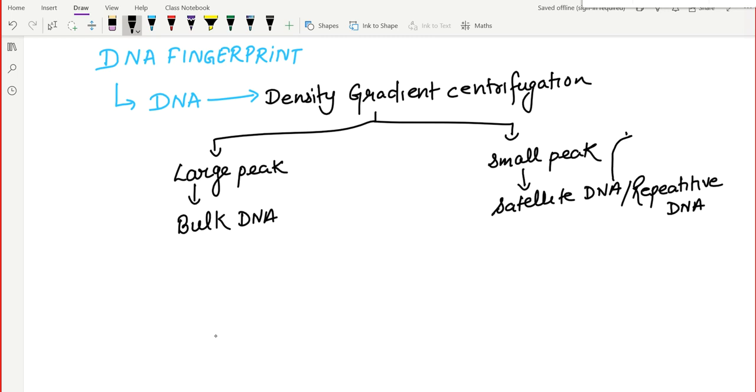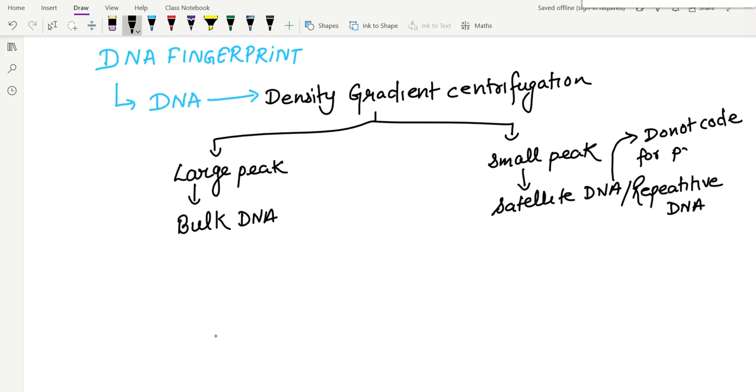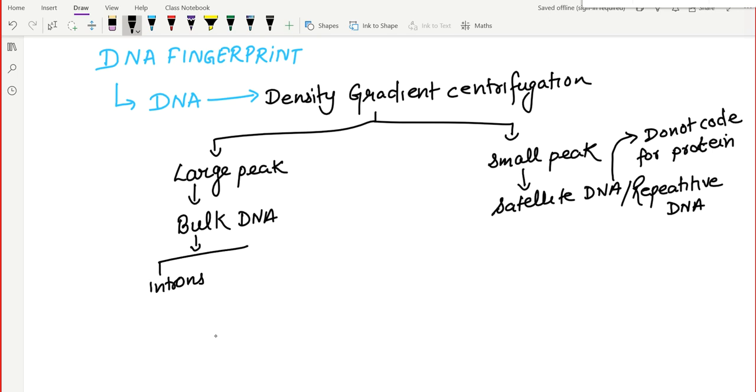We should understand one thing: the satellite DNA does not code for anything, does not code for proteins. In the bulk DNA, as we have seen in the Human Genome Project, only 2% of the DNA codes for protein. So this consists of both introns and exons. We have a major portion here as introns only, and a minor portion which is exon.